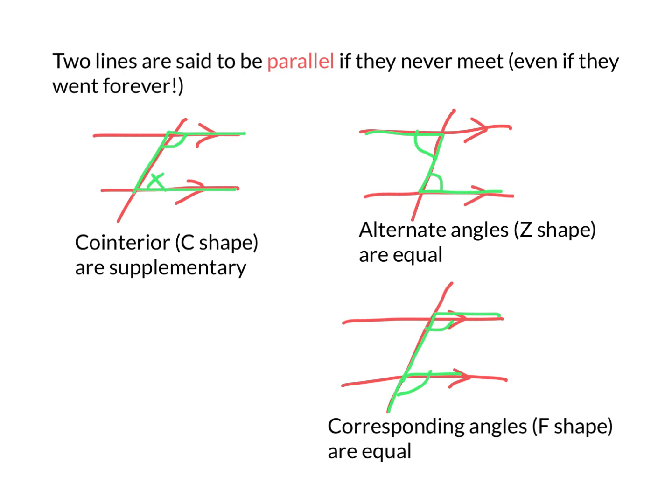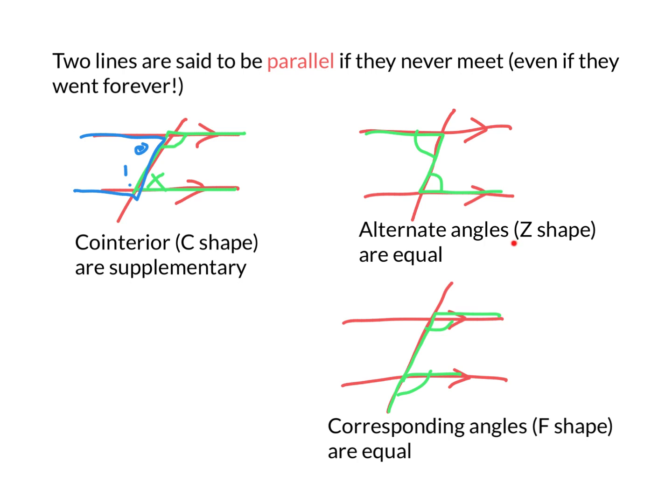Now you can identify co-interior angles by a C shape like this, but it can also be a back to front C. So if I draw a back to front C here, these two angles here will also be equal. This one here and that one there. So these two angles add to 180, these two angles add to 180.